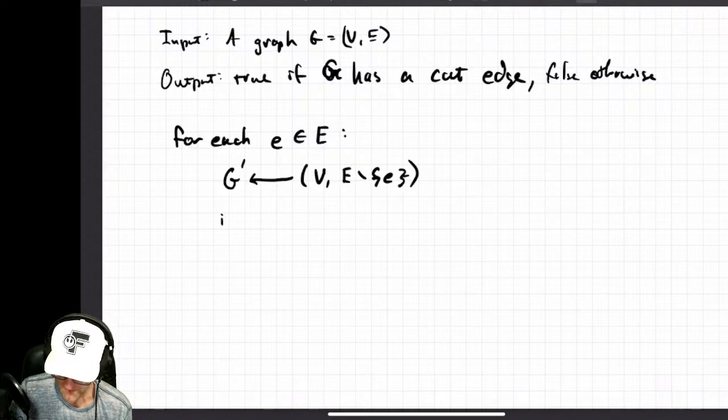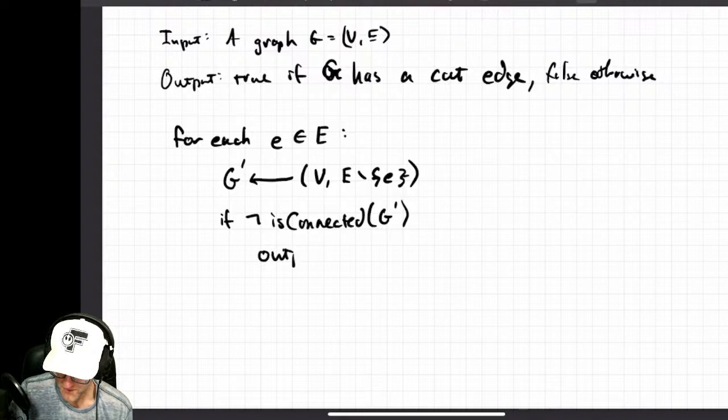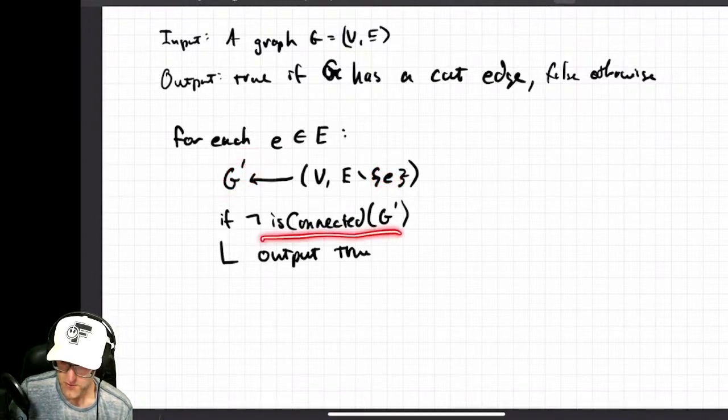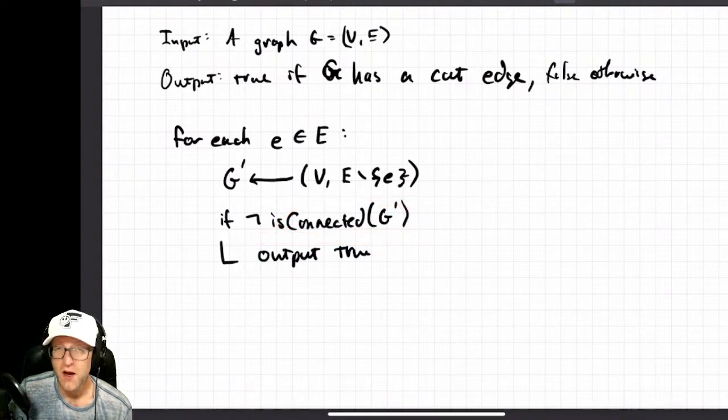So if not is connected on G prime, then I will output true. Remember, we took the edge out of this graph right here, and then we asked whether or not it was connected. If it's not connected, then that was a cut edge, and we output true.